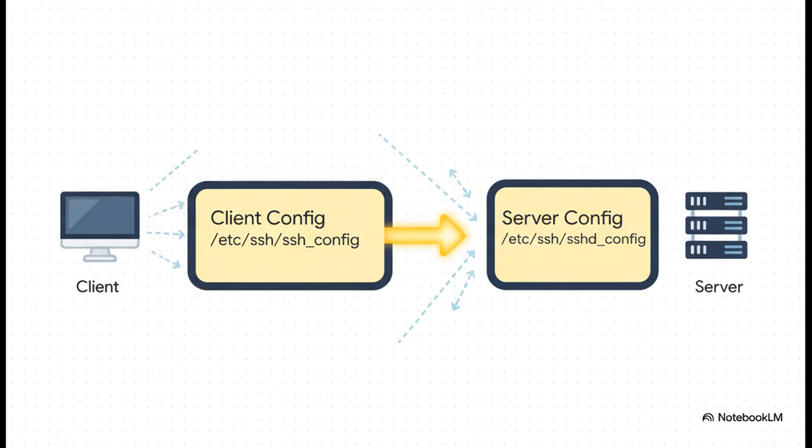Here's where we get into the rulebooks. There are two main configuration files, and it's super easy to get them mixed up. On your machine, the client, you have ssh_config. That controls your outgoing connections. On the server, you have sshd_config. See that little d on the end? That d stands for daemon, the service that's always running. And that file controls all the incoming connections to the server. Two sides of the same coin.